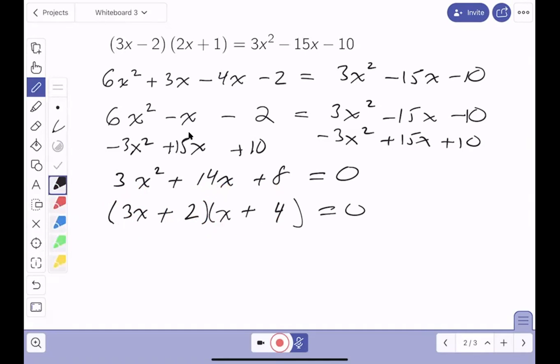Let's write the answers down now. Well, the second factor is really easy. What is it? x equals minus 4. The first factor for some students is a killer. I'll write it down for you. When does it equal 0? Take 2 from both sides and divide by 3.